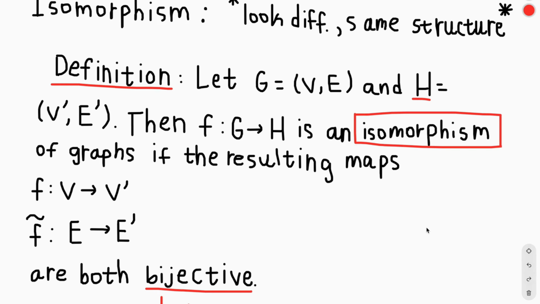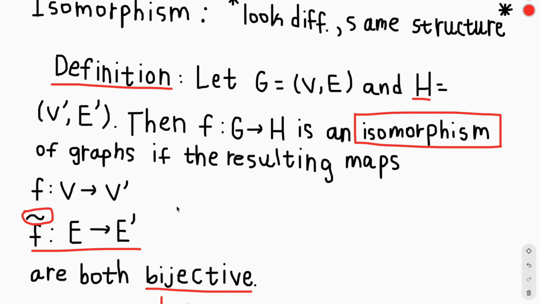Alright, and then we have the function that maps G to H, right? This here is an isomorphism of graphs if the resulting maps, the function that maps V to V', which is just saying that you're mapping the vertices from graph G onto the vertices in graph H, and then the function with tilde that maps E to E', so you're mapping the edges in graph G onto the edges in graph H. Tilde is this symbol here, which is just used to show that even though these functions both have similar notations, right, f colon, they're still different functions, right, they have different purposes.